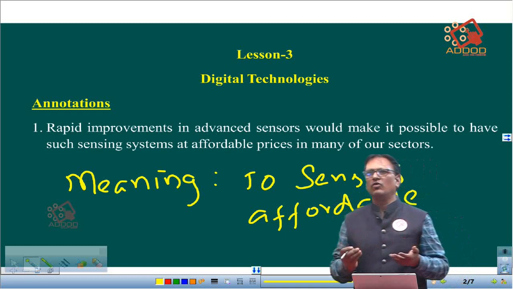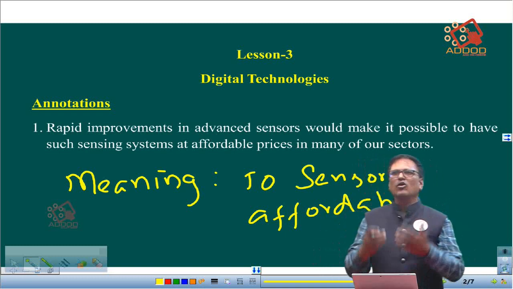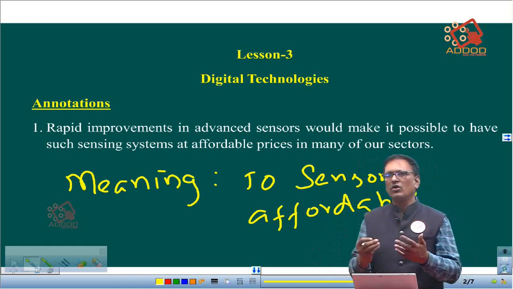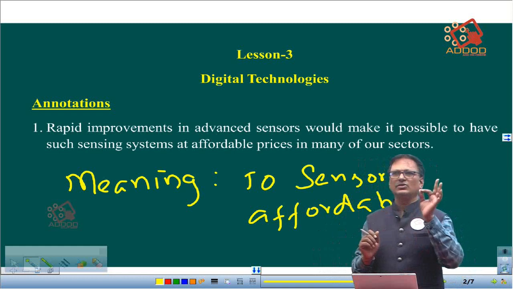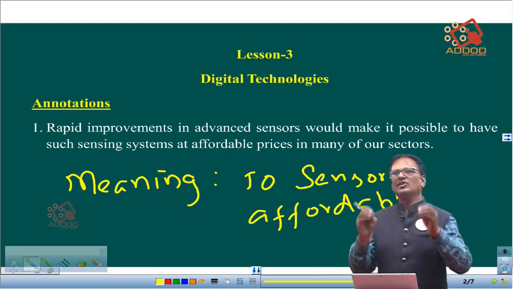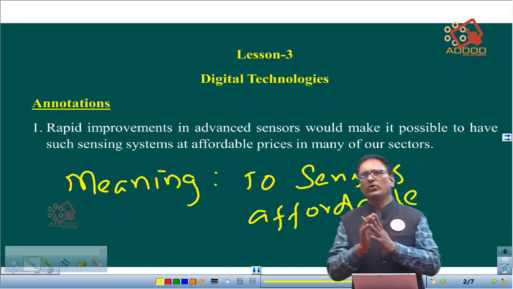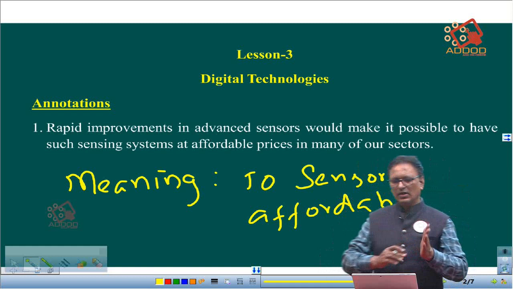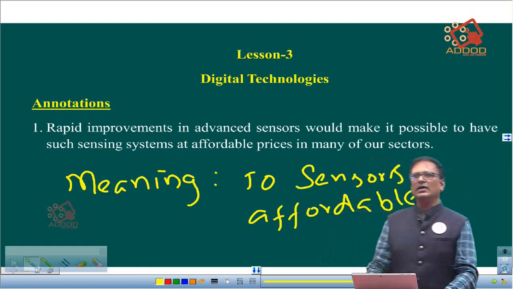We use the word afford. Can you afford it? Yes, I can afford. So as long as a common man says, I can afford to buy technology, then understand that such an affordable technology is completely successful in this world. Okay, so these are the points that should be covered under this annotation 1. Hope you have understood the meaning.